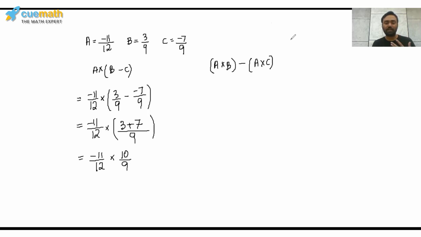Now let's eliminate the common factors. So 2 5s are, 2 6s are, and I don't think there is anything in common now between the numerator and the denominator. So this would result in the final value, which is negative 55 over 54.